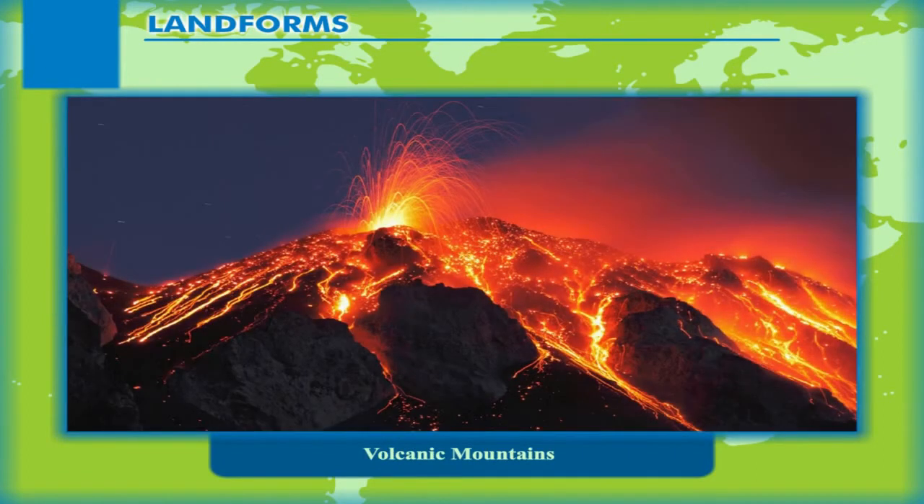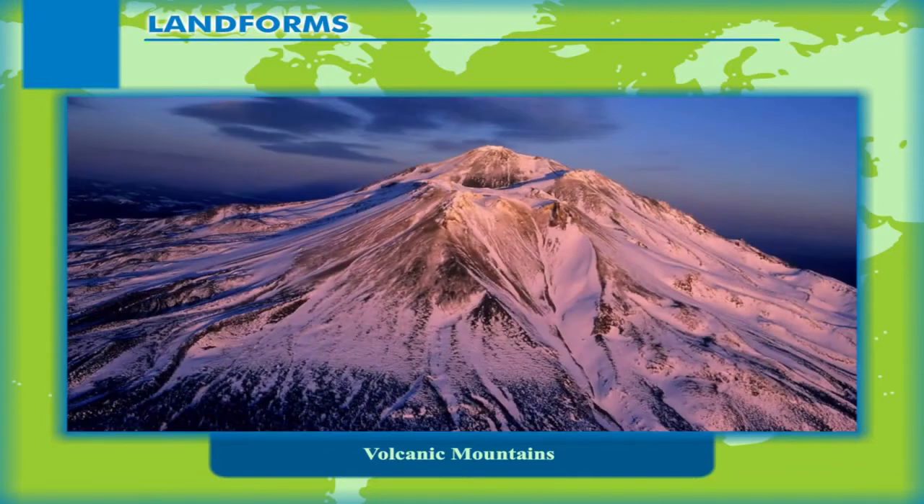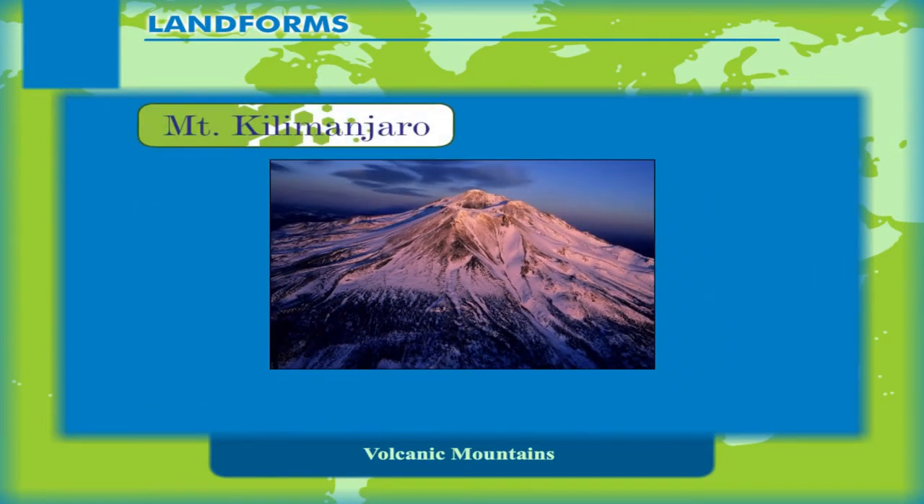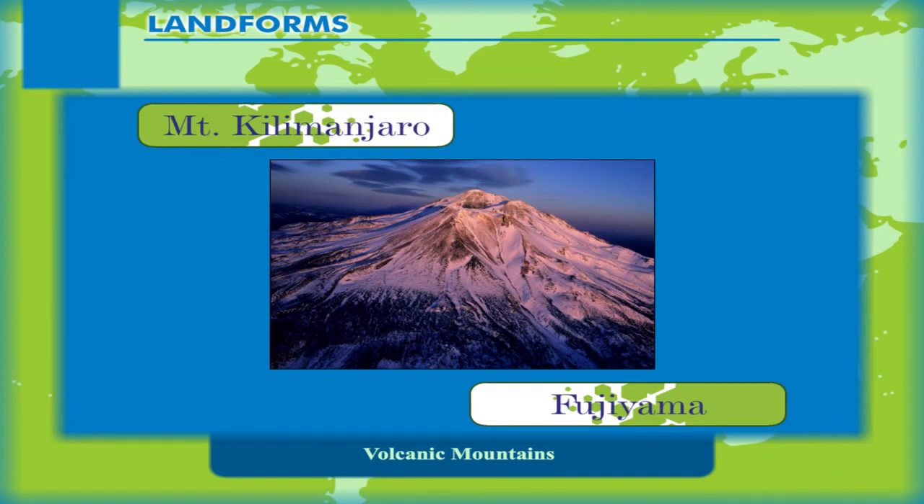Volcanic mountains. Whenever there is an eruption of volcano, the lava comes out and spreads around the volcanic pipe. With the passage of time, this lava solidifies and gives rise to volcanic mountains. Mount Kilimanjaro in Africa and Mount Fujiyama in Japan are examples of such mountains.